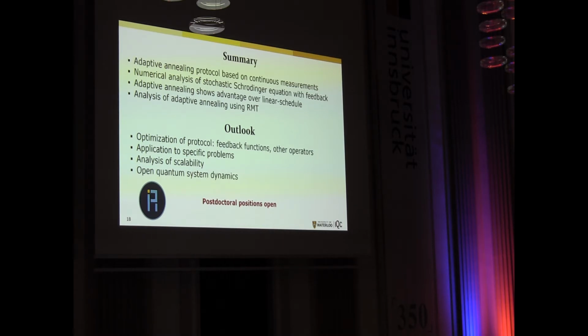There are many things we can think about here. You can change the feedback functions. You can also think about measuring other operators. One thing I didn't discuss much is the structure of this curvature operator, which in fact is implementable with phase-slip qubits, but still looks like a very difficult task. So we are interested in finding out whether there are better, easier operators to measure. Next, we also want to look at applying this protocol to specific problems, so not to random instances, but actual relevant optimization problems. We started this already.